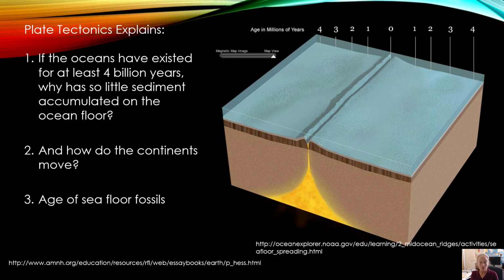recycles the crust, okay? So it's brand new rock right at the mid-ocean spreading ridge, and then as it moves away it's collecting sediments on top of it. By the time it has its thickest amount, it subducts and gets melted and starts over again as magma. It explained how the continents moved.